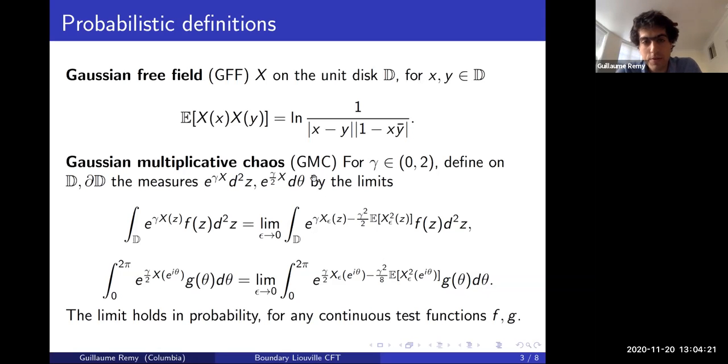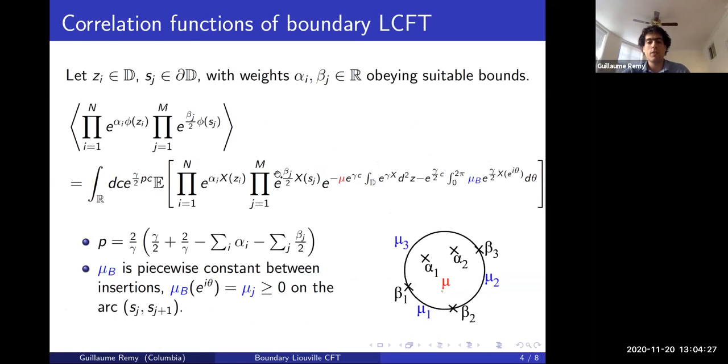Now with the Gaussian free field and its exponential defined, this Gaussian multiplicative chaos, we can define rigorously what was on the first slide of my talk. The first slide was physics, now this is probability.